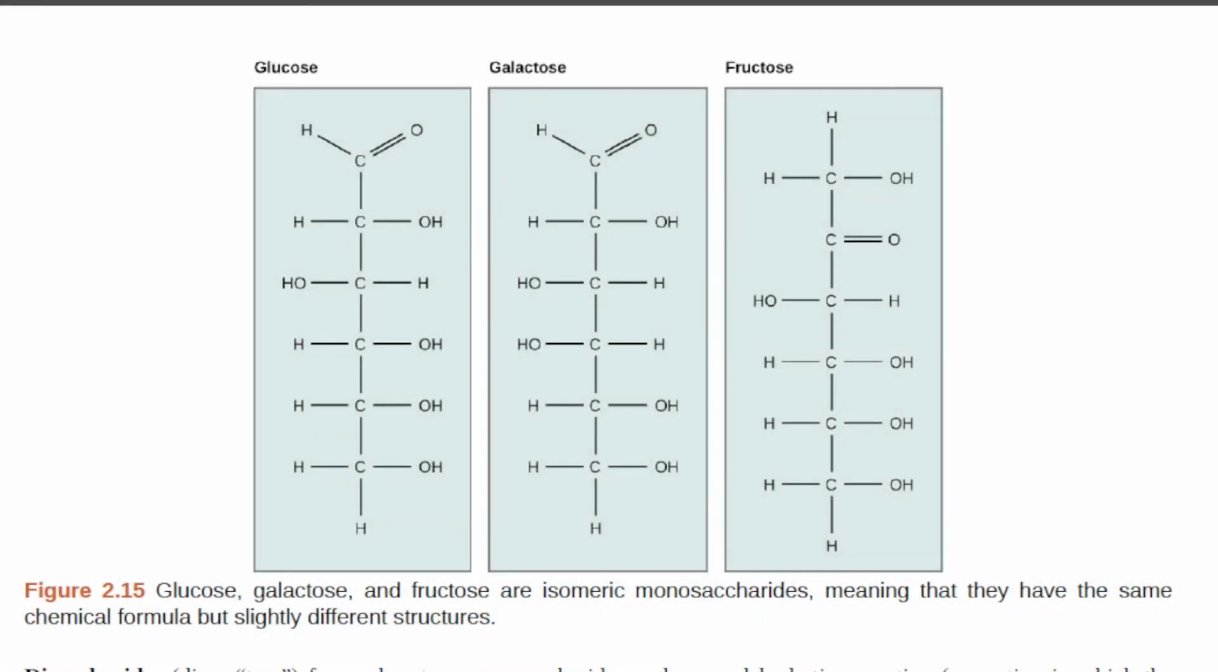Figure 2.15. Glucose, galactose, and fructose are isomeric monosaccharides, meaning that they have the same chemical formula but slightly different structures.